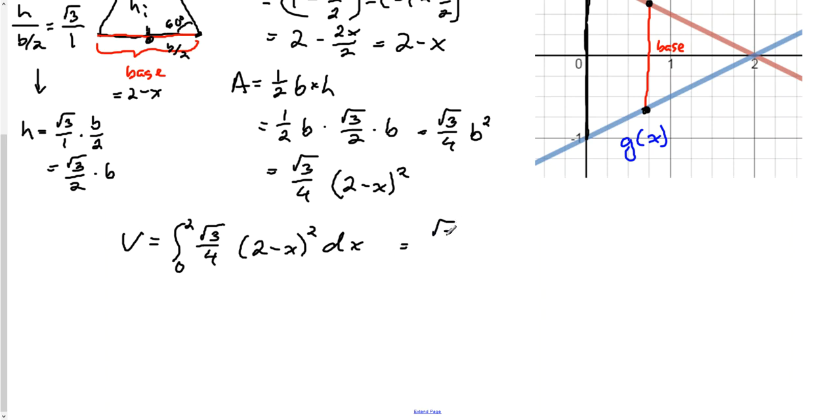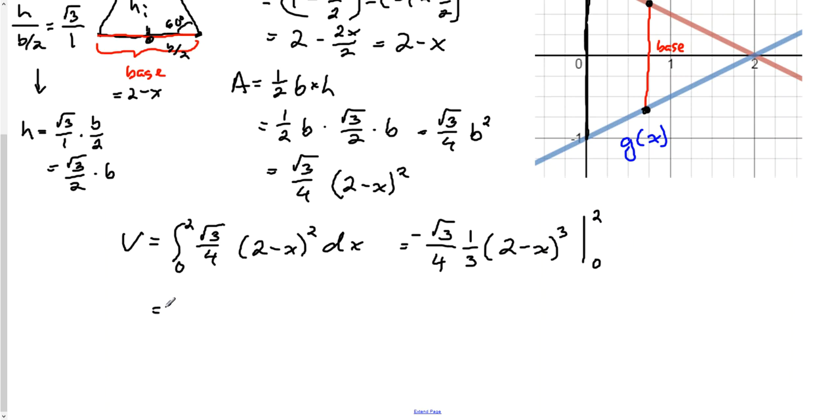Now let's evaluate this integral. Pull out the root 3 over 4. If we're integrating this, we can get 2 minus x cubed. We're going to need a 1/3 in there. And I think we are going to need a negative sign out in front to cancel the negative sign on that negative x there. This is going to get evaluated from 0 to 2.